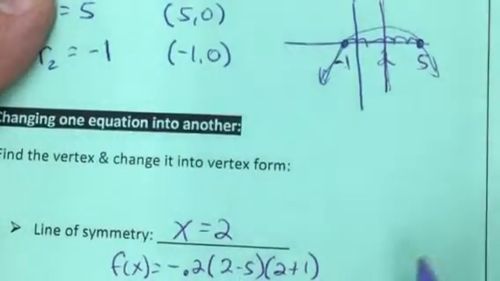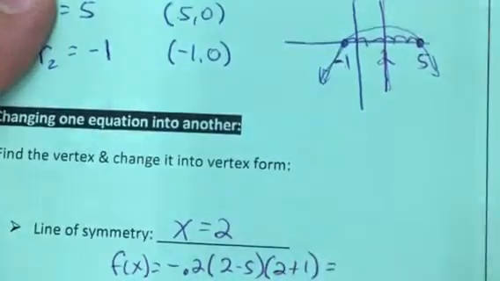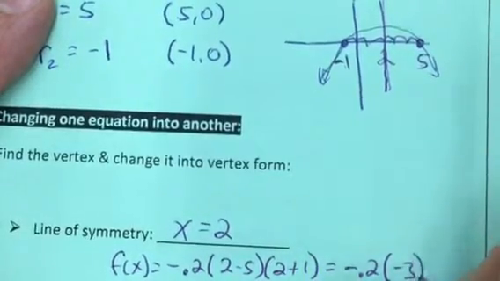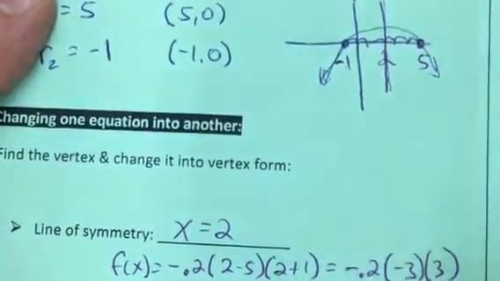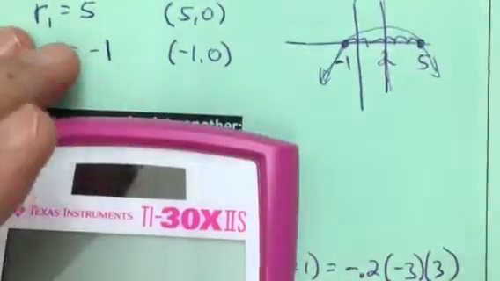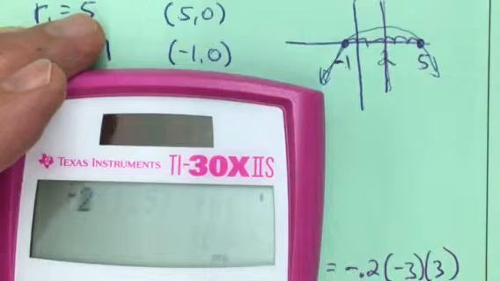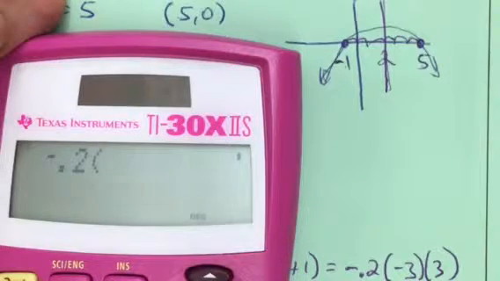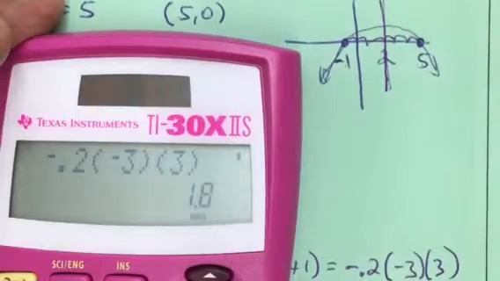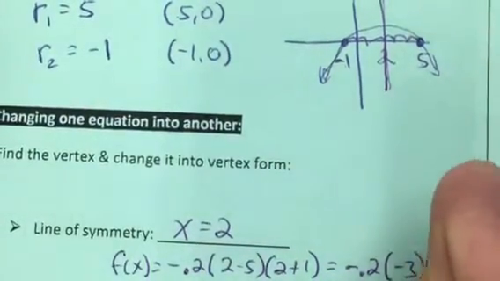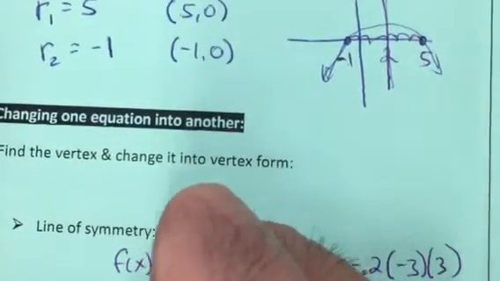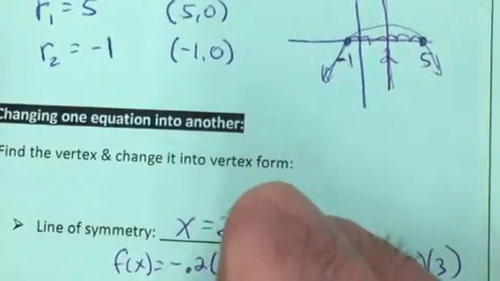Hey, I could do part of this in my head. I could use a calculator or do it in my head. This is negative 0.2. 2 minus 5 is negative 3 and 2 plus 1 is 3. All I gotta do is type this in. Negative 0.2, negative 3, 3. 1.8. Positive 1.8. Okay, vertex is 2, comma, 1.8.